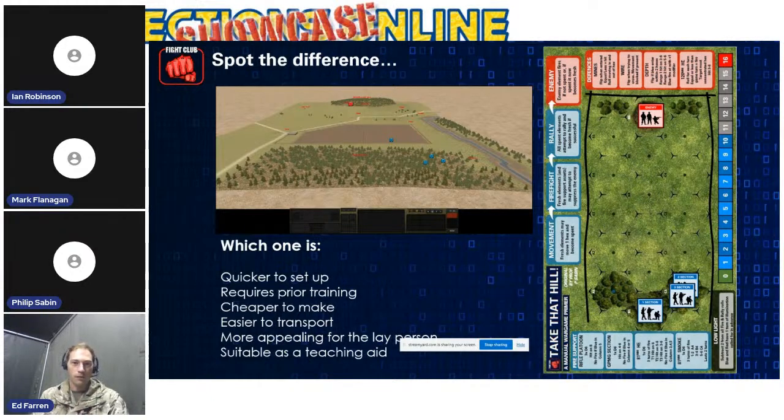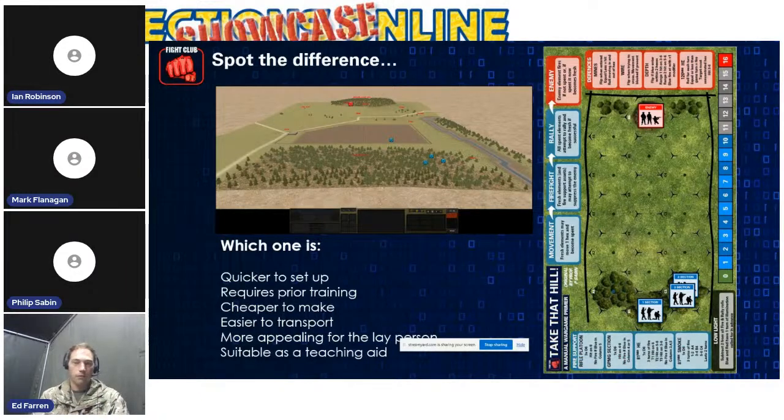However, which one is quicker to set up? Well, the one on the right. Which one requires prior training? The one on the left. I'm the only one pretty much in my unit who can do that, because I've done the pre-training in my own time. Which one's cheaper to make?